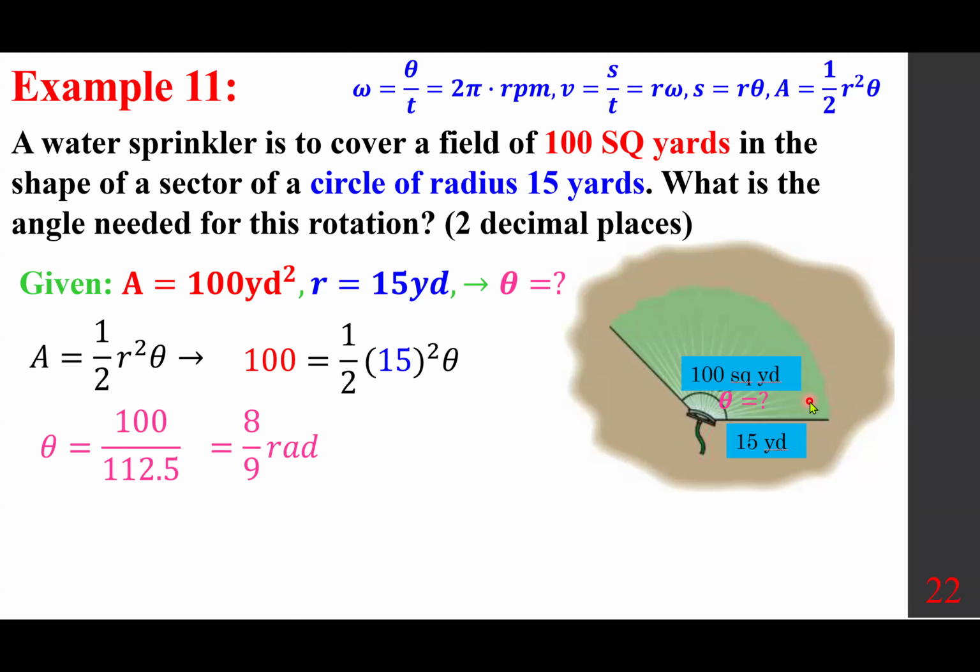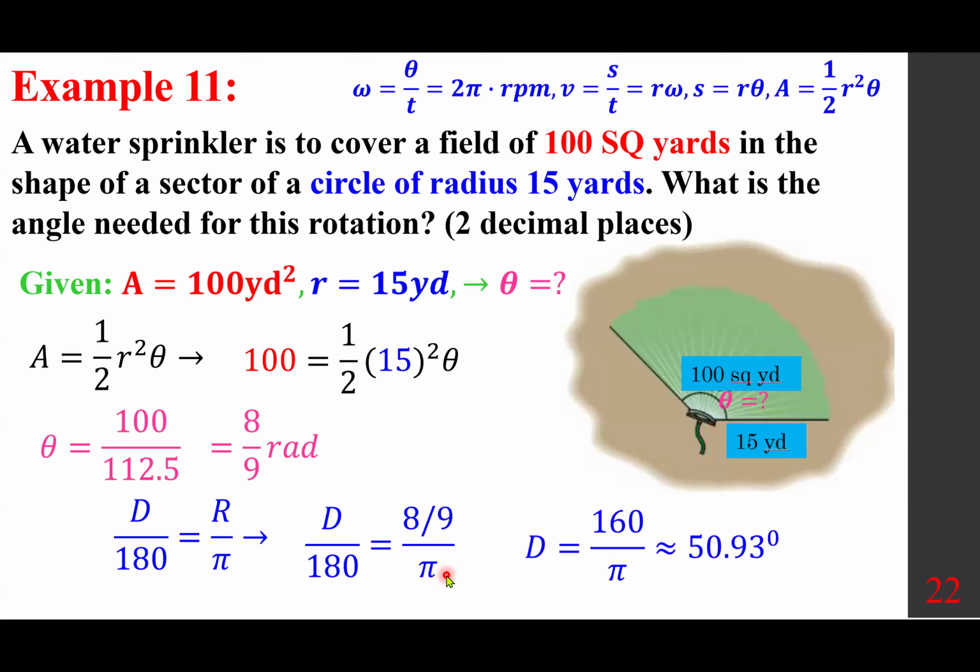However, normally we want this in degrees. So to go to degrees, do it as you wish. For example, d/180 is r/pi, where r will be replaced by 8/9. Cross product will give us the degrees, 180 times 8/9 divided by pi. That's 160 divided by pi, 50.93, almost 51 degrees. So the product of these two is 160, everybody.